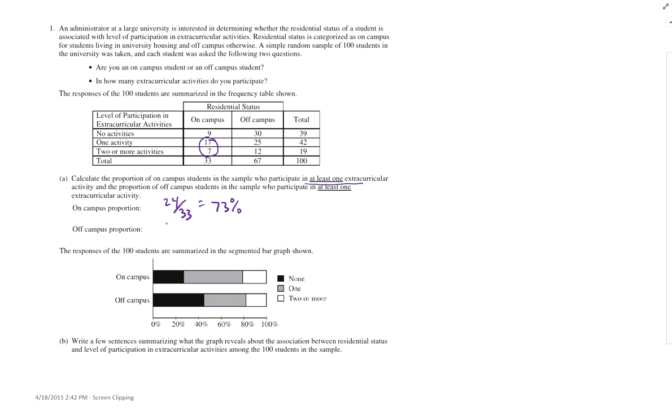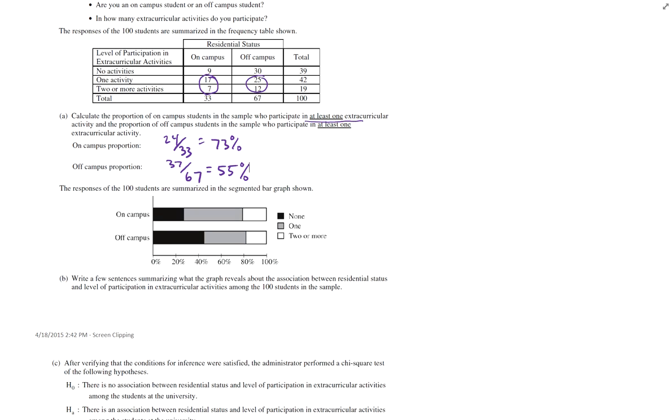And the off-campus who participated in at least one, which would be one or more, is 25 and 12 is 37 out of 67. So 37 divided by 67 is 55%. Okay.